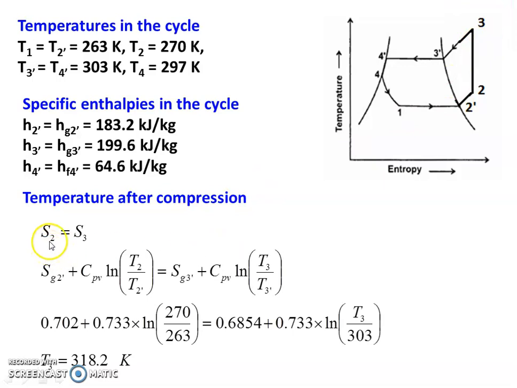To calculate T3, we use the expression for isentropic compression, S2 equal to S3. Entropy remains constant for the compression process. Both 2 and 3 are superheated vapor. So SG2 plus CPV into logarithm of T2 by T2 dash equal to SG3 plus CPV into logarithm of T3 by T3 dash. Substituting numerical values, before compression, 0.702 plus 0.733 into logarithm of 270 divided by 263 equal to, after compression, 0.6854 plus 0.733 into logarithm of T3 by 303. Solving this equation, temperature after compression T3 equal to 318.2 Kelvin.